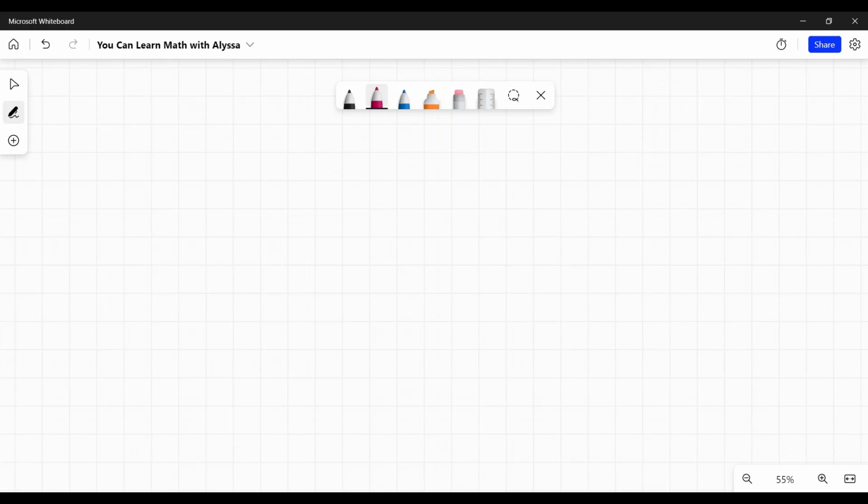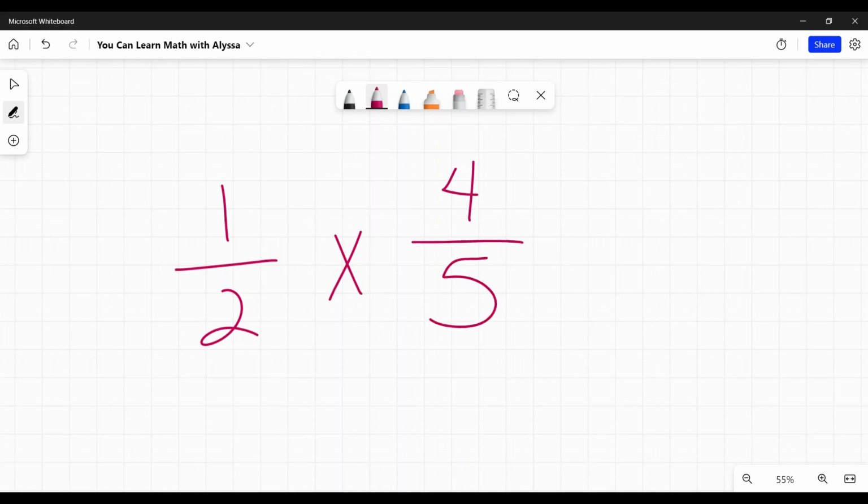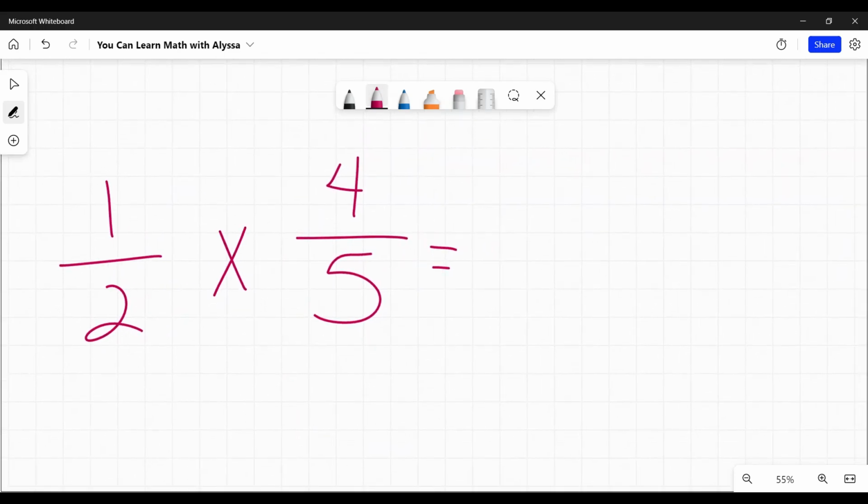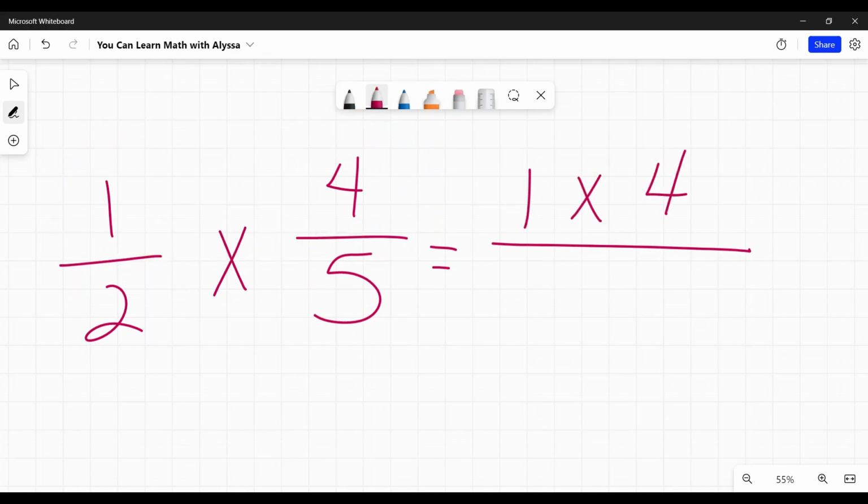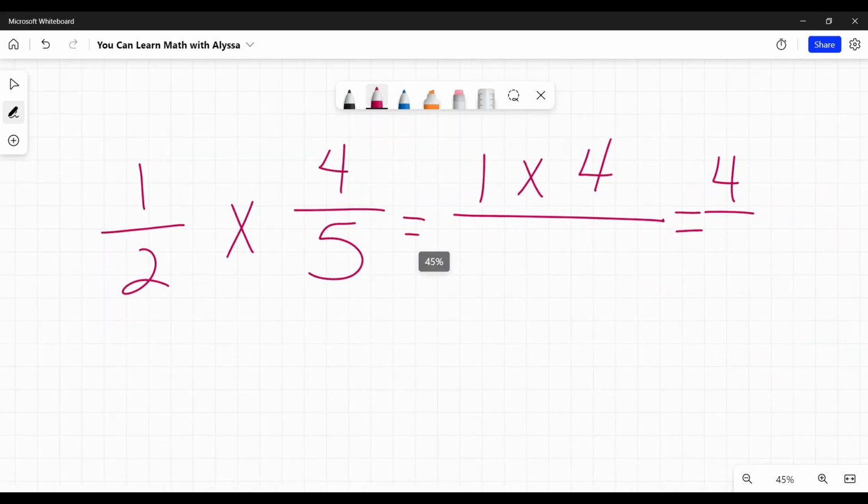So first thing we're going to do is, what do we do when we are presented with these multiplication problems like 1/2 times, let's say, 4/5? What do we do? Well, if you know your multiplication tables, then this is going to be a walk in the park for you. It's going to be very straightforward because all that we need to do is take those top numbers and multiply them, and that becomes our new top number. 1 times 4, or 4.